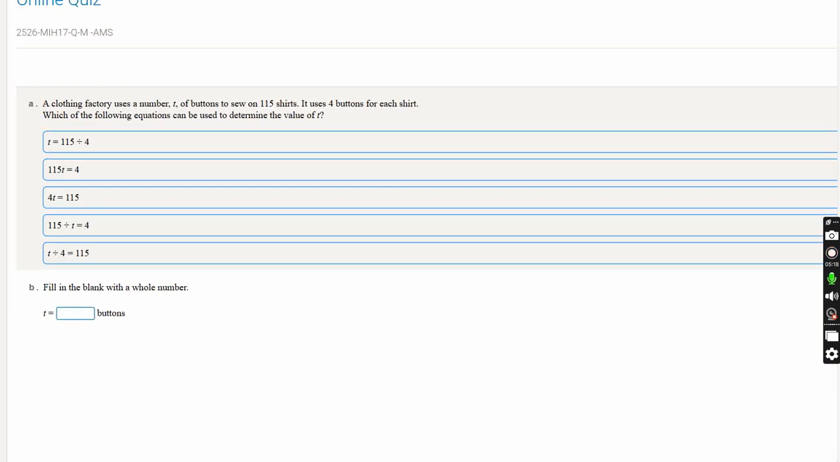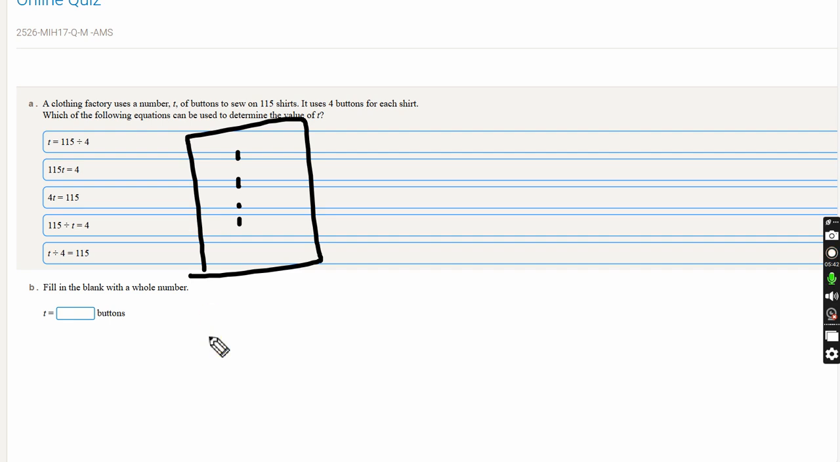Our clothing factory uses a number T of buttons to sew on for 115 shirts. It uses 4 buttons for each shirt. Now what happens, this is a very good indicator for what they're trying to do. So they have a T number of buttons, right? You have to keep in mind, the factory owner knows that whenever there are 4 buttons lined up, that means this is one shirt, right?